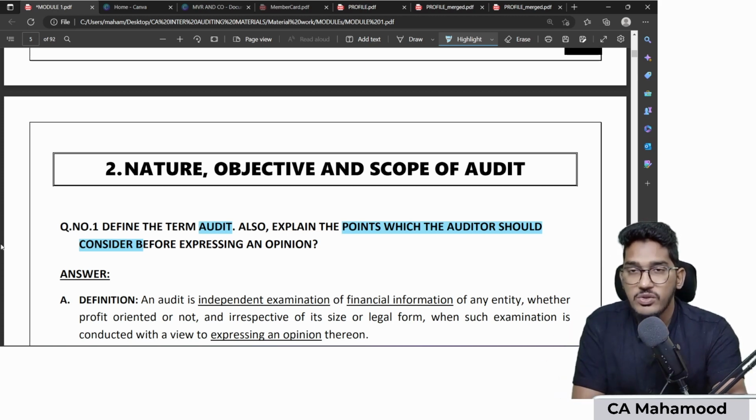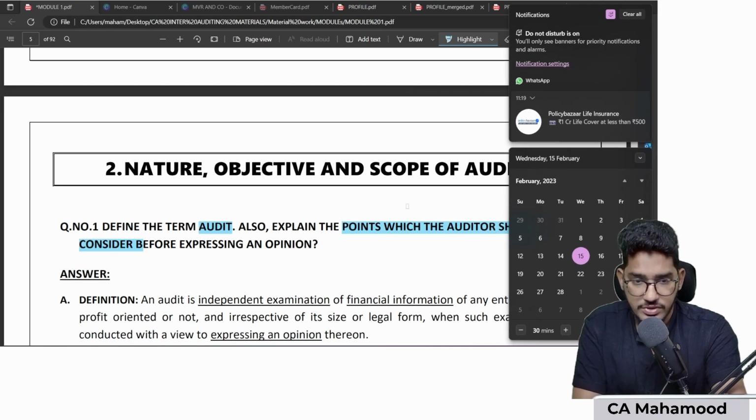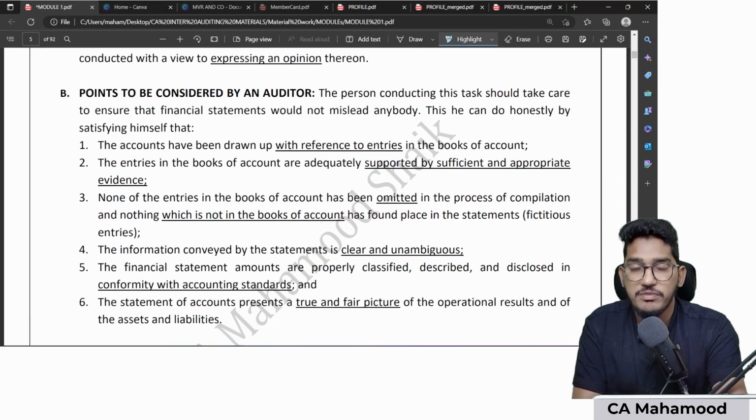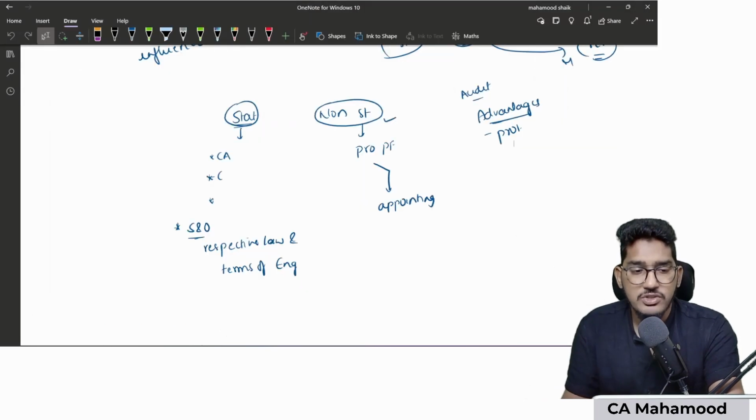Now what answer you are supposed to write? What are the points which you will consider before expression of an opinion? So shall we have a look at it? Let us do it. See, very simple guys, common sense you need to apply here, nothing else. Just a minute. Before I explain you about what are the points to be considered before expression of an audit, let me ask you, what is the main purpose of the audit?